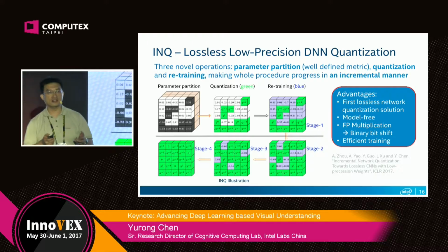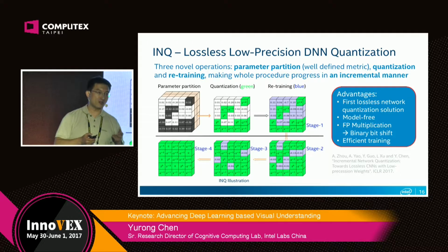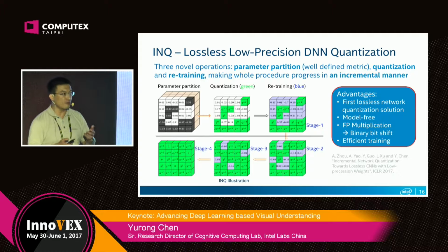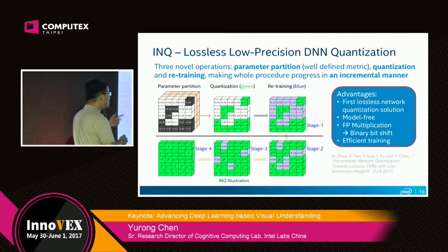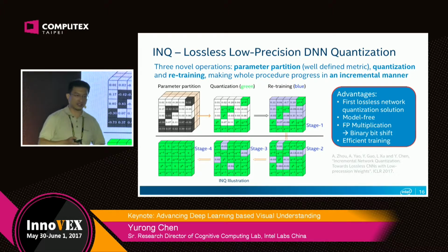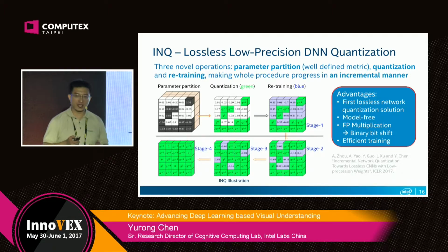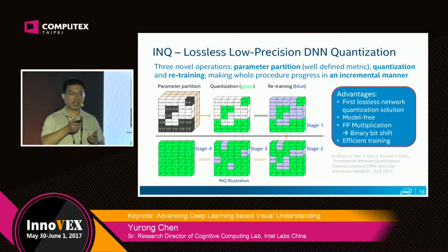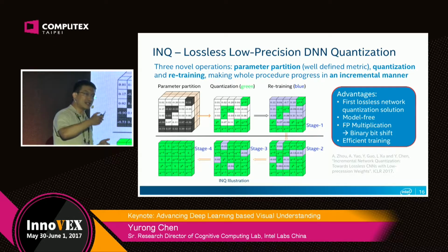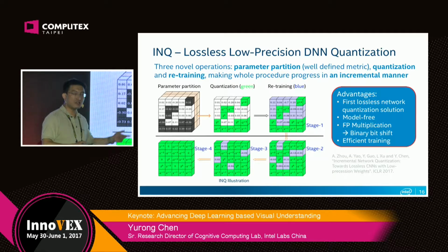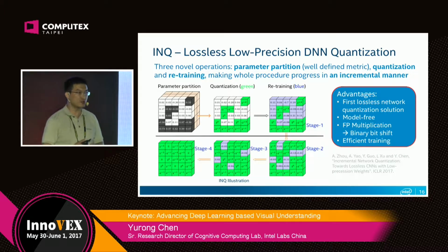It will resolve the network quantization accuracy loss issue by proposing 3 level operations: parameter partitioning with a well-defined metric, group-wise quantization and retraining, and making the whole process an incremental network quantization and accuracy enhancement procedure. To the best of our knowledge, INQ is the first lossless network quantization solution, thanks to the 3 level operations.